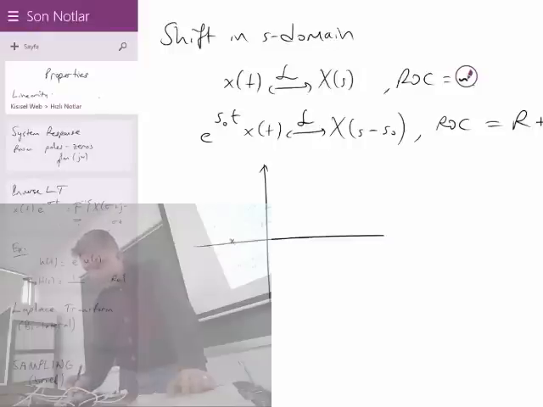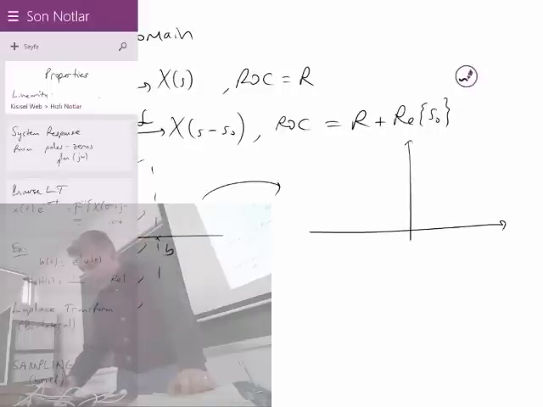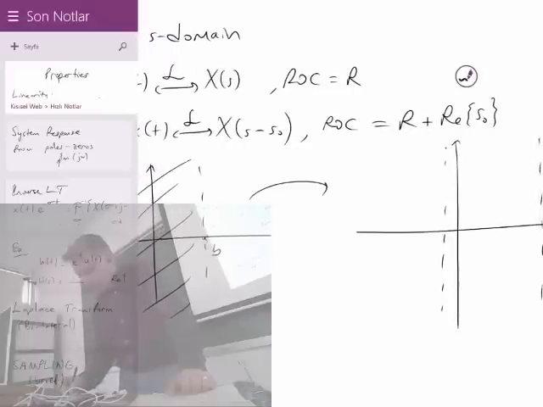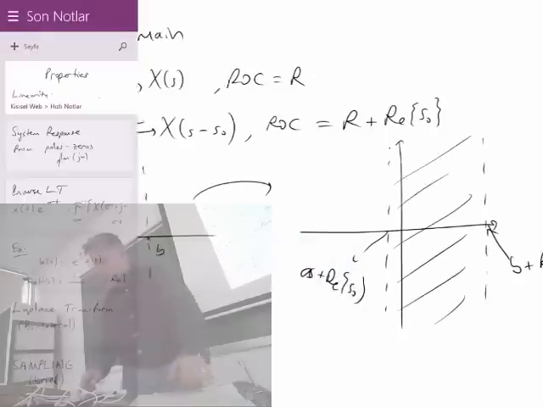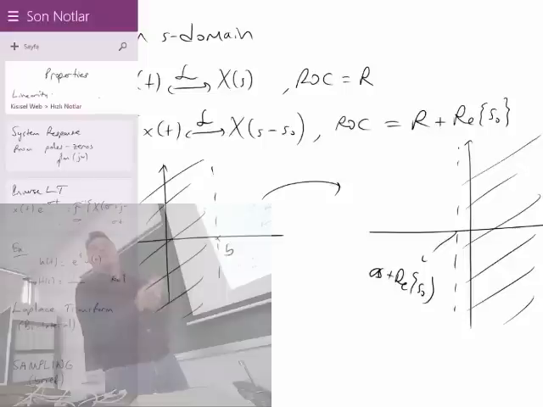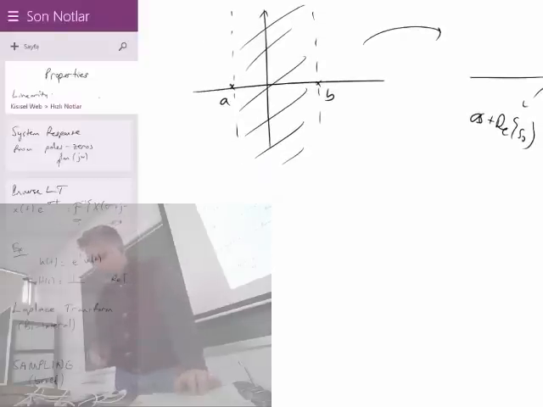For example, if the previous region of convergence is from A to B, like this, then now we have a new region of convergence like this. This point is A plus the real part of s0, this point is B plus the real part of s0. And this is the new region of convergence. It is just shifted towards the right, for example, if the real part of s0 is positive. So that's the new region of convergence.